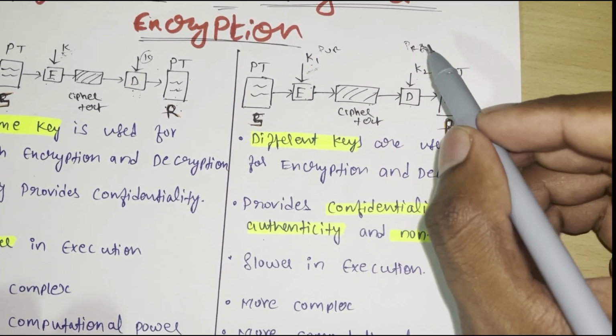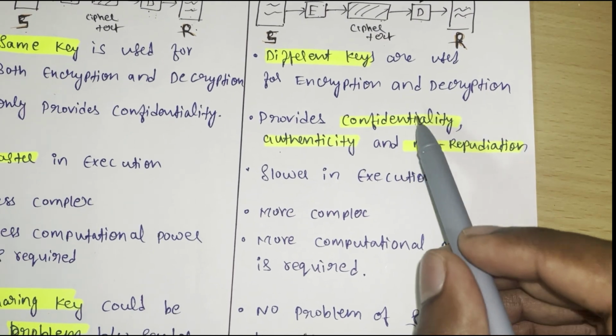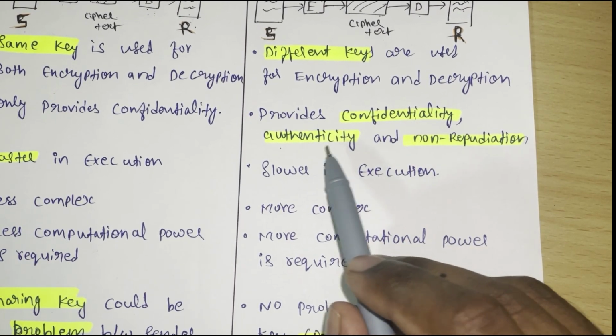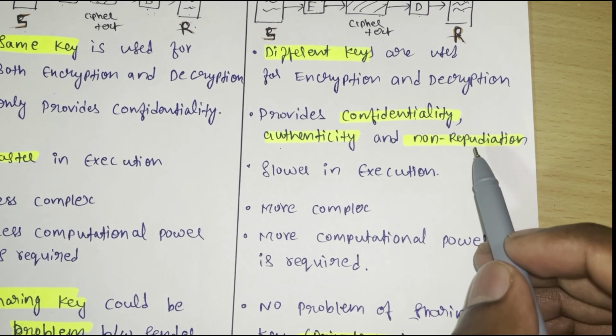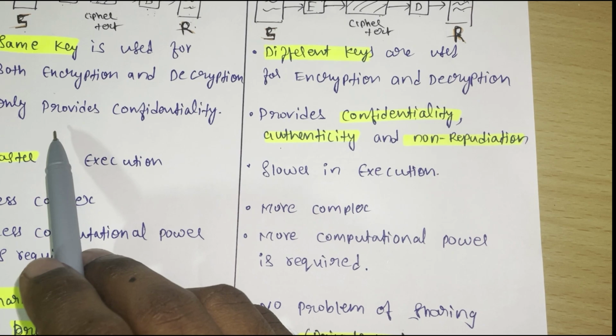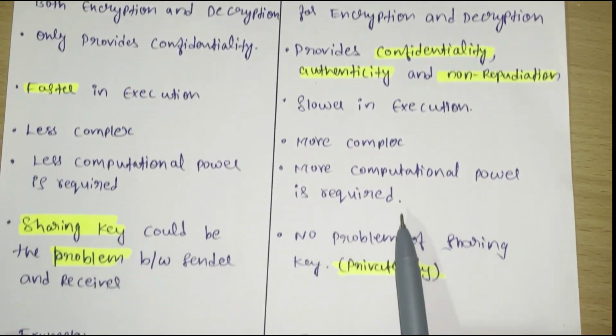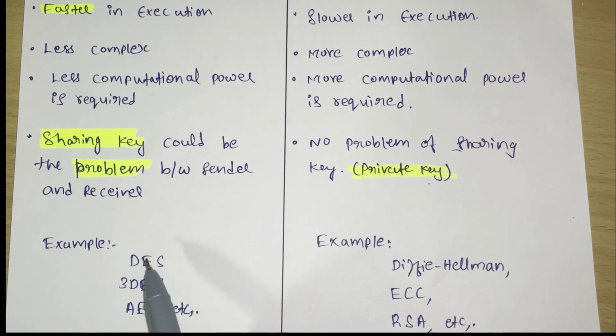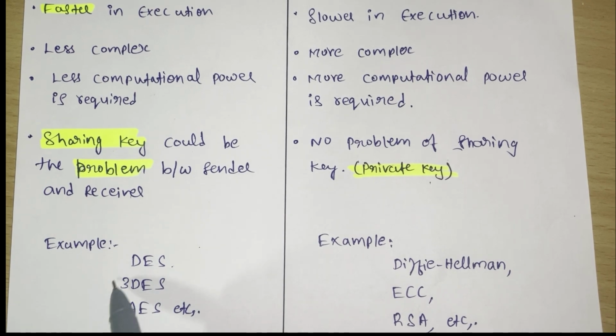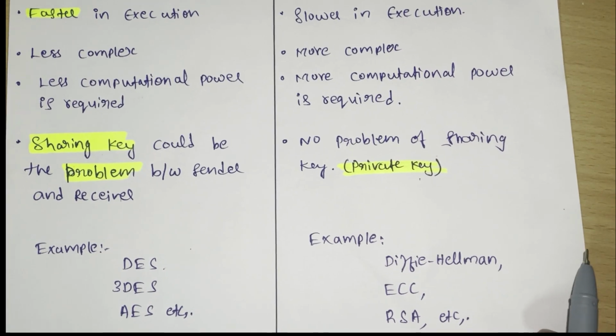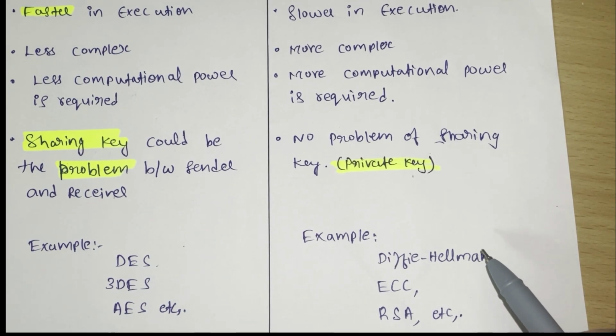So this concept also helps in achieving confidentiality, authenticity, and non-repudiation in asymmetric key encryption. But in symmetric key encryption, only confidentiality is achieved. Talking about examples, for symmetric encryption we have DES, AES, and also triple DES. We'll discuss these concepts in further videos. Also in asymmetric encryption, we have Diffie-Hellman, ECC, RSA, etc. I hope you have understood asymmetric and symmetric encryption techniques clearly.